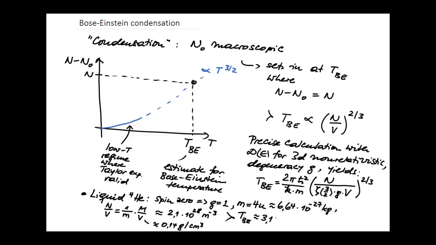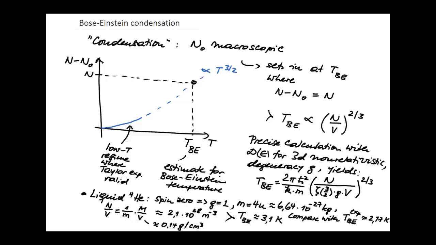approximately 3.1 Kelvin. This is not quite the value that you observe experimentally, but it's the correct order of magnitude. The experimental value is 2.17 Kelvin. So it's about 1 Kelvin off. But as I said, it's the right order of magnitude.